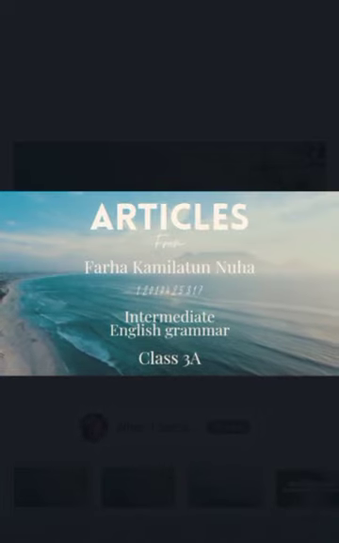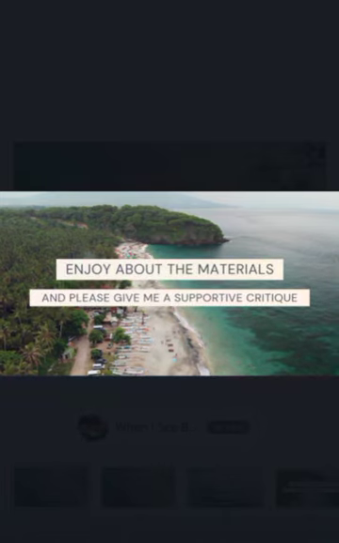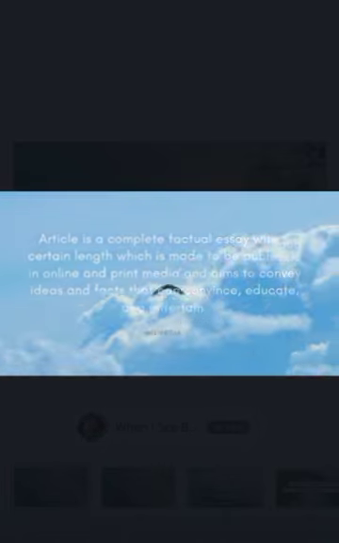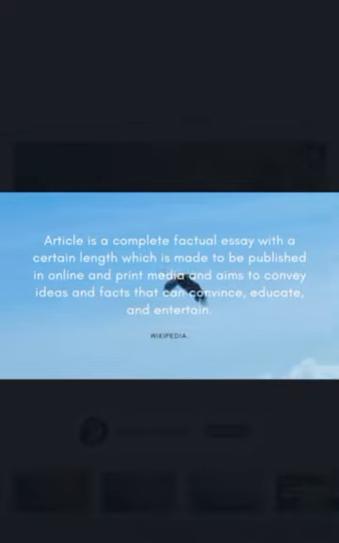I will discuss the material regarding the article. Let's get started. First, what is an article? An article is a complex factual essay with a certain link which is made to be published in online and print media and aims to convey ideas and facts that can inform, educate, and entertain. What we discuss this time is the language used and how to use it in the article.